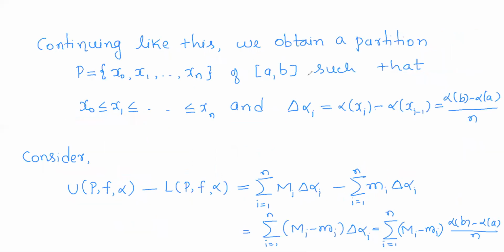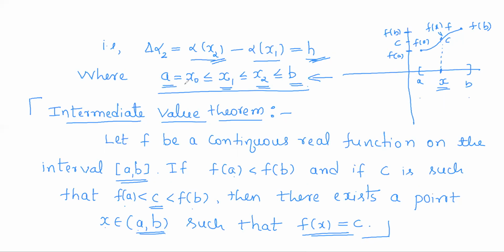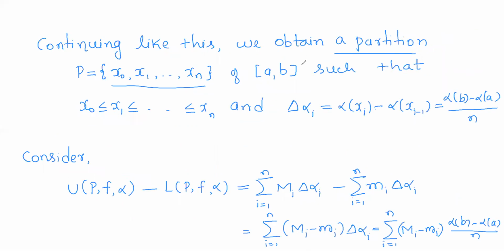Now repeat the above process. Apply these arguments a third time, a fourth time, like this. By continuing this process, finally what do we obtain? We obtain a set of points from a to b. We started with a, that is x naught, and we are ending with b. And every time we are getting a point which is in between a and b. So after repeating this process finitely many times, we get a set of points from a to b. x naught is nothing but a, xn is nothing but b.